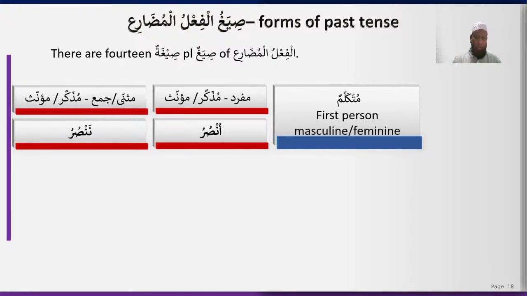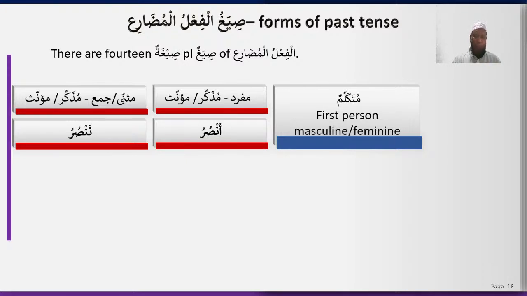The first siga for مذكر غائب ينصر, and the first siga of مؤنث غائب تنصر. ينصر تنصر. If you want to make it standard, يفعل تفعل. Only these 2 sigas we look for اسم الظاهر as the fa'il. For the rest of the 12 sigas, we never look for اسم الظاهر as the fa'il because the ضمير is built in.